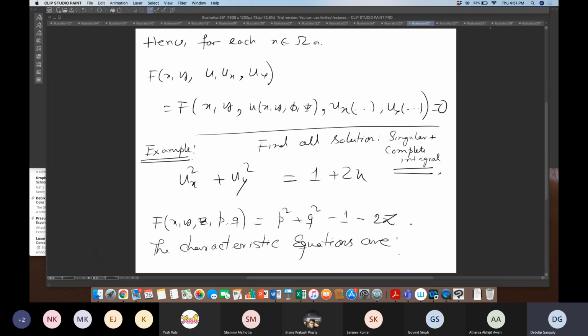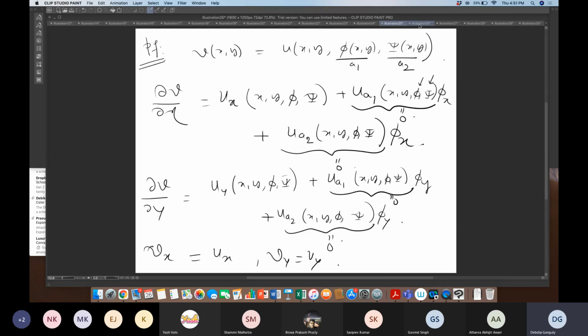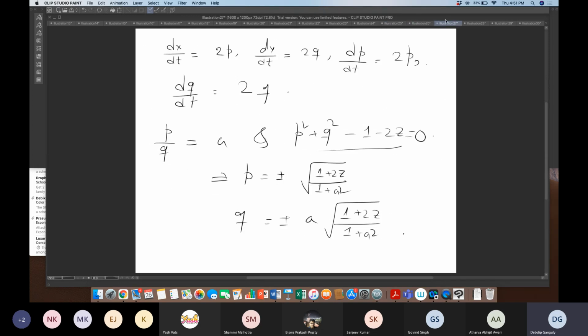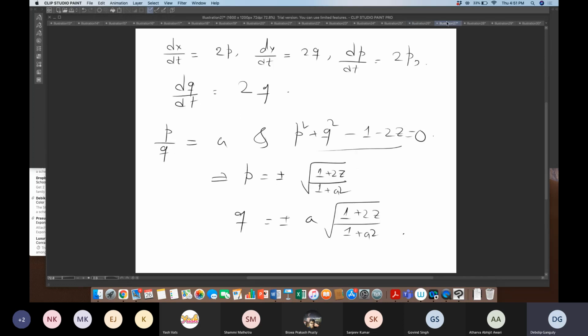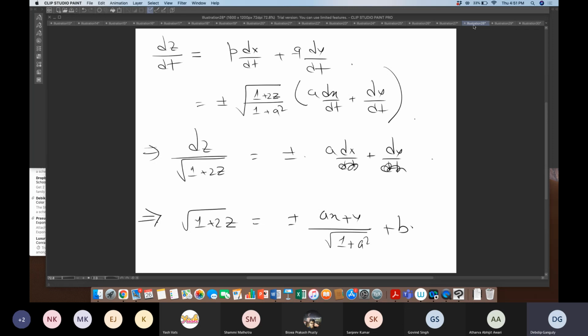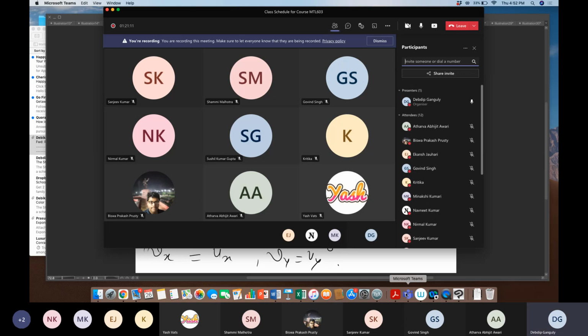There is some geometric meaning, but it's very difficult to explain with this knowledge. I will try, and if time permits, I can have one class on the more geometric meaning. This is just the technique, a way to classify the whole family of solutions. That's it. Is it clear?